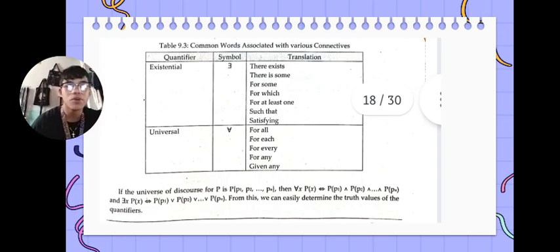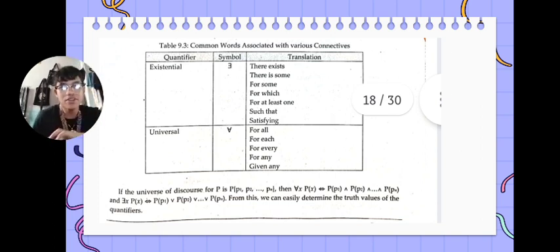Next, this table represents the common words associated with various connectives. This is the symbol of the existential quantifier. Its symbol looks like a backward E. And the translation of this is direct: there is some, for at least one, such that. And this is the universal quantifier, its symbol is an upside-down A, which means the translation is for all, for each, for every, for any, given any.